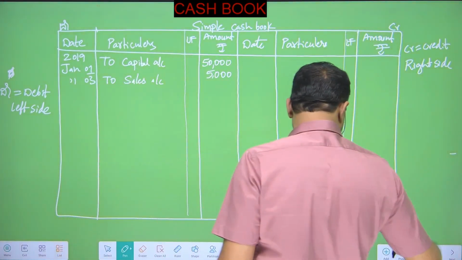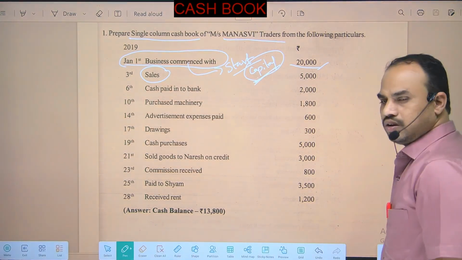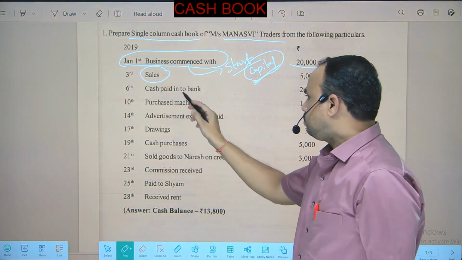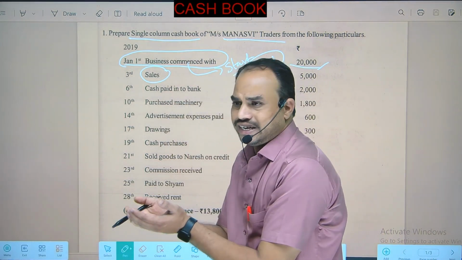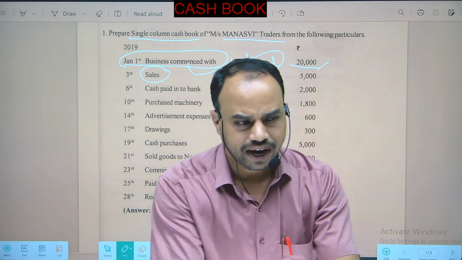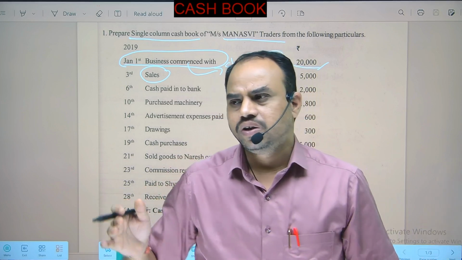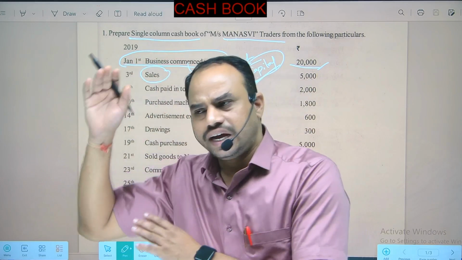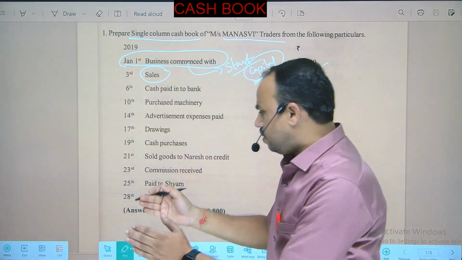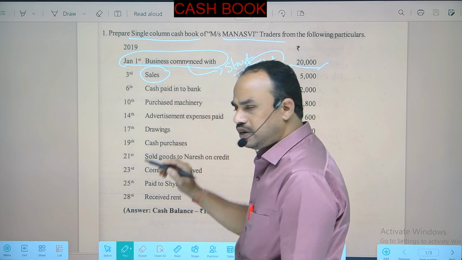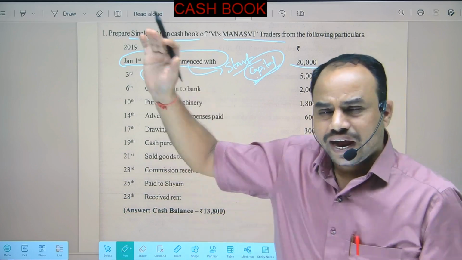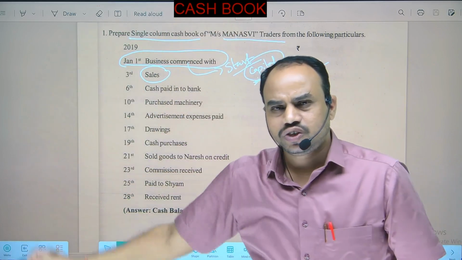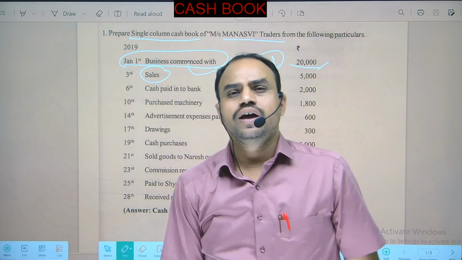Okay, see the next transaction. Cash paid into bank. So from business I took some cash and I went to bank and deposited there. Okay, so cash is going from the business, because from the business, see what is said, cash paid into bank. So cash is going from the business. When cash is going from the business, we have to write on the credit side.